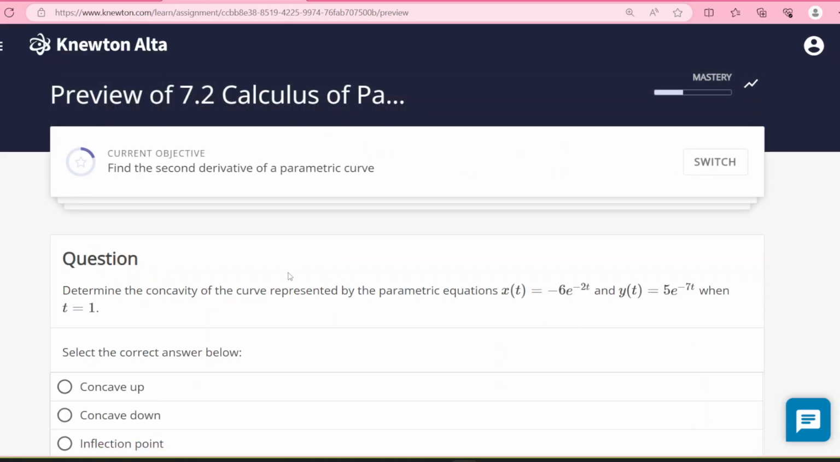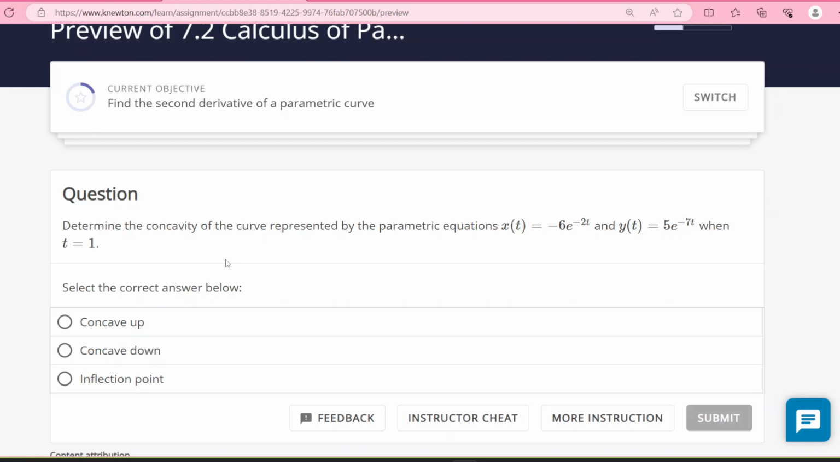Yeah, so the rest of these should be concavity, second derivative. All right, so we find the first derivative, and then we find the first derivative of the first derivative for the second derivative. Determine the concavity of the curve represented by the parametric equations here, when t equals 1. I'll show you on Desmos whether it'll be concave up, concave down, or an inflection point. We'll see.